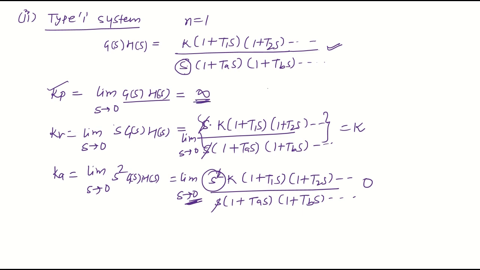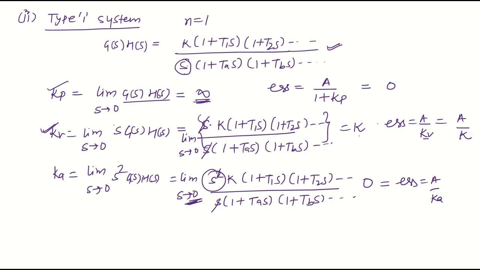And if I want to calculate the steady state error for the step input, if you remember, the steady state error for the unit step input was A by 1 plus Kp, and if I put Kp to be infinity, the steady state error comes out to be 0. Now for Kv, the steady state error for the velocity input was ess equals A by Kv. The value of Kv is K, so in this case the steady state error is A by K. And for the parabolic input, the steady state error was A by Ka, and Ka is 0, so the steady state error is infinite.